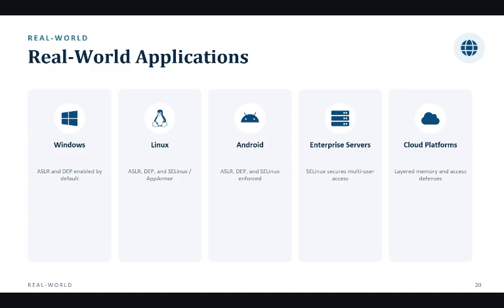Real world applications of ASLR, DEP, and SELinux. These aren't just theoretical concepts, they are deployed everywhere today. Windows has ASLR and DEP enabled by default. Linux uses ASLR, DEP, and either SELinux or AppArmor. Android, built on the Linux kernel, enforces all three. Enterprise servers rely heavily on SELinux to secure multi-user access, and platforms combine layered memory and access defense across massive shared infrastructure.